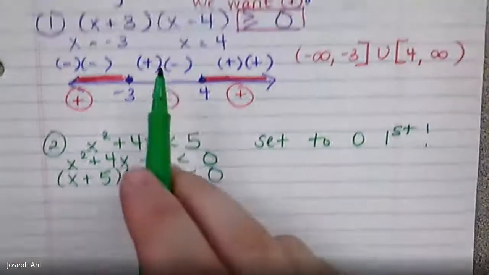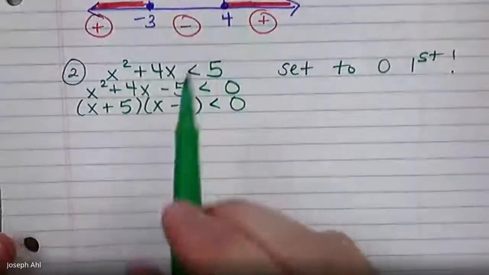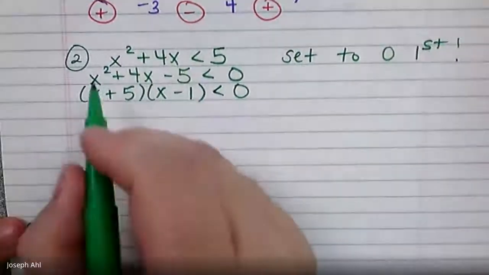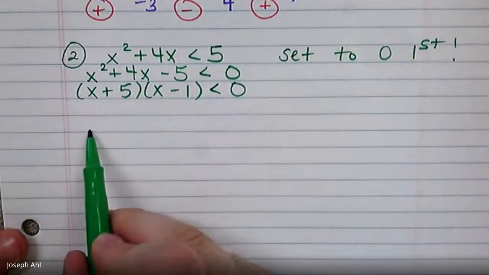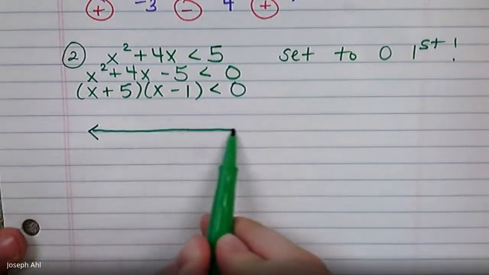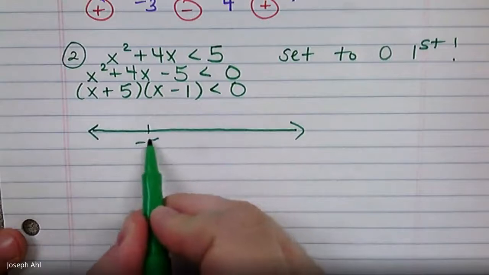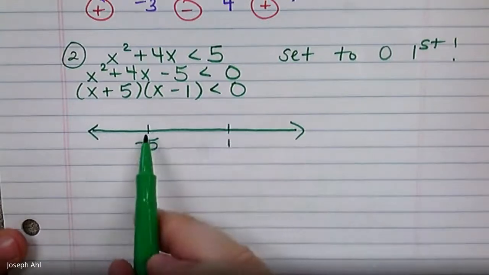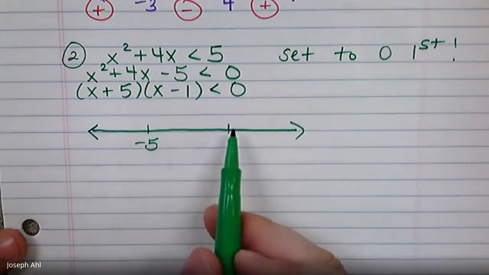All right, so then what did we do once we had it factored? We found the 2 solutions. When does this equal 0? It equals 0 at -5 and +1. So the values that make this equal to 0, we put on a number line.